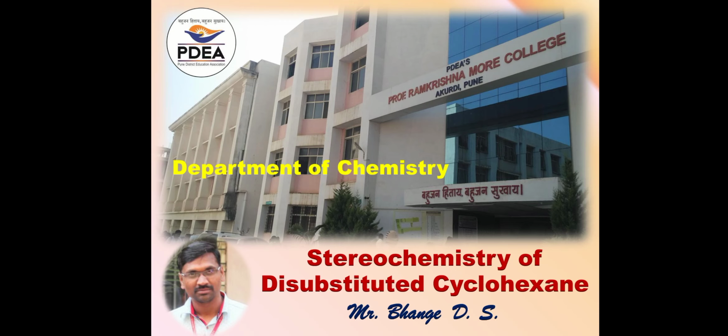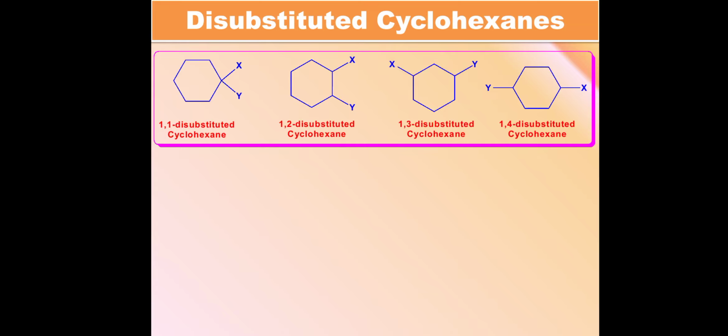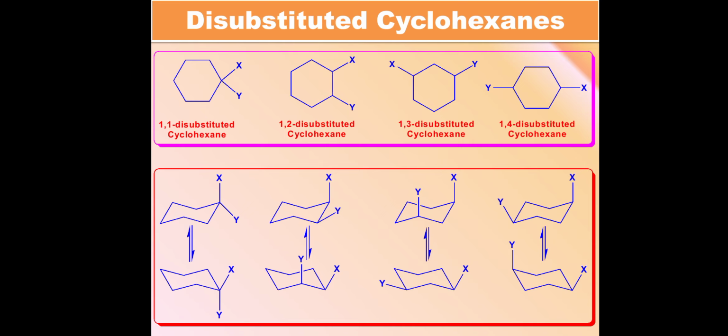Welcome to my channel. In this video, you will learn about stereochemistry of disubstituted cyclohexane, including relative stabilities and optical activities. Those are different disubstituted cyclohexanes: 1,1 disubstituted, 1,2 disubstituted, 1,3 disubstituted, and 1,4 disubstituted cyclohexane. As we all know, cyclohexane exists in different conformations. Out of that, chair conformation is the most stable conformation of cyclohexane. So we look at the chair conformations of those different disubstituted cyclohexanes.